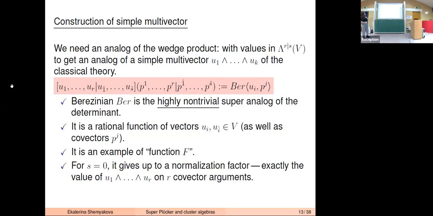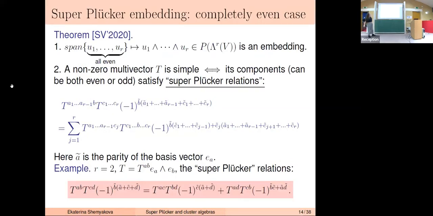Okay, and that's a proper generalization of the wedge product. If you substitute s equals 0, you get, up to a normalization factor, the wedge product, the function corresponding to the usual wedge product in the classical case. So it's a nice generalization. Okay, back to the algebraic case. In the algebraic case, we obtain completely even planes. Planes are generated completely by even vectors, so we have a complete set of super Plücker relations.